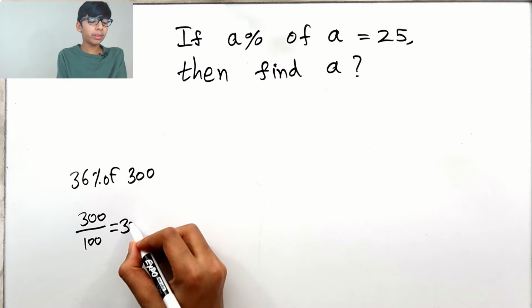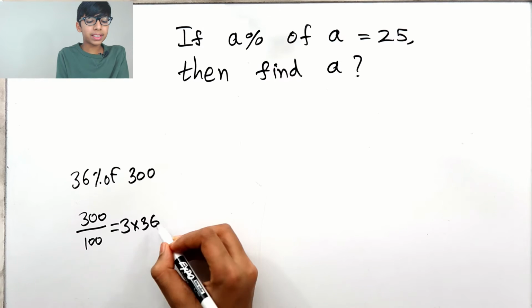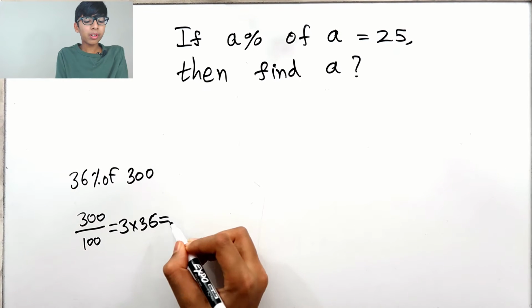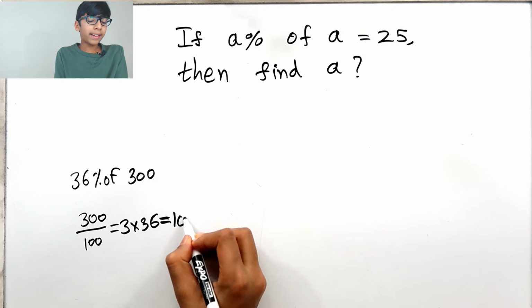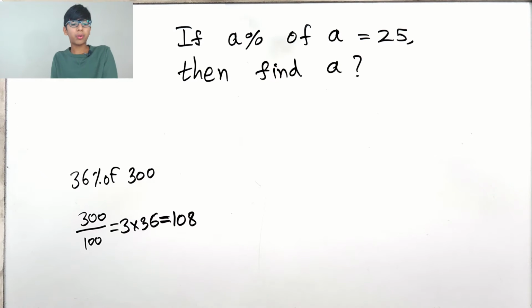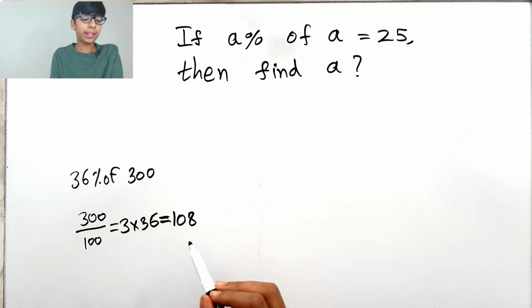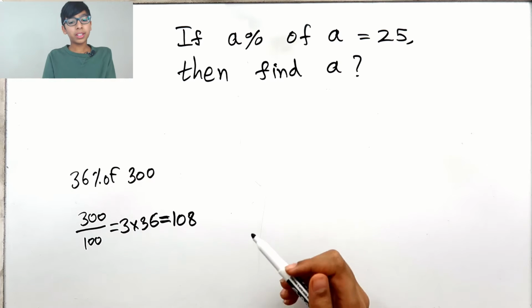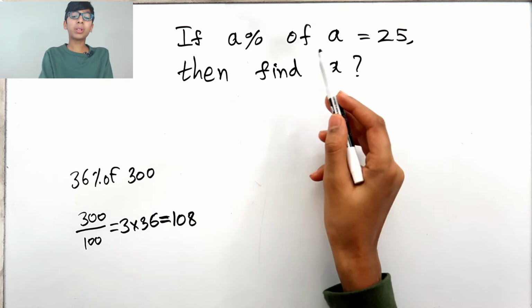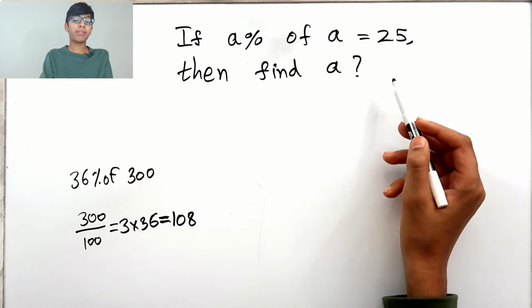So we have to do times 36, which would equal 108. So that means 36% of 300 equals 108. So now here, let's go back here. So a% of a equals 25.